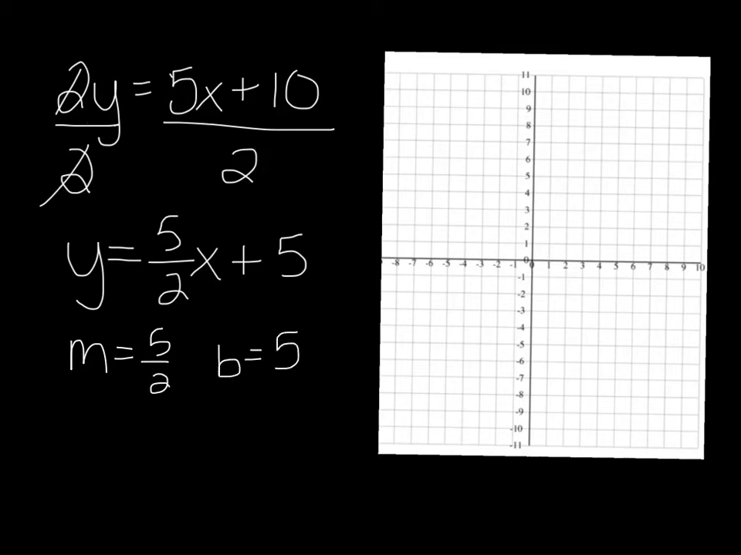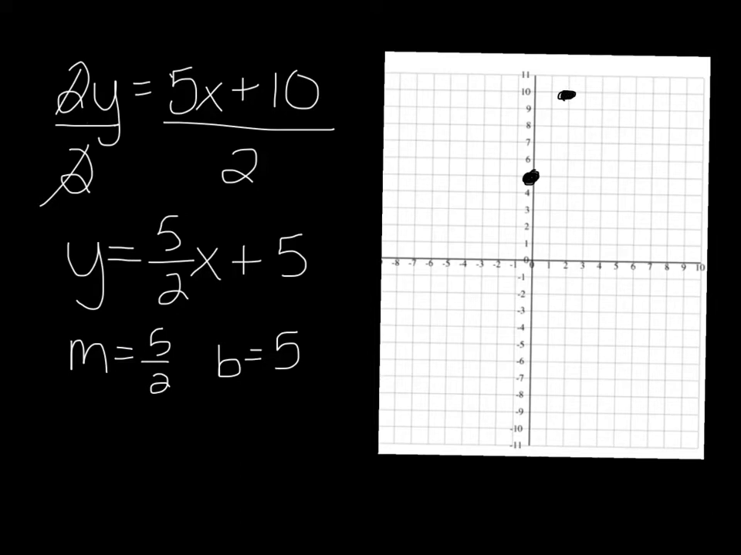We're going to put a dot on 5 on your graph because that's your y-intercept. Remember, your y-intercept is where it crosses the y-axis. And then we're going to go up 5, right 2. So 1, 2, 3, 4, 5, right 2. So you're going to be right here on your graph.